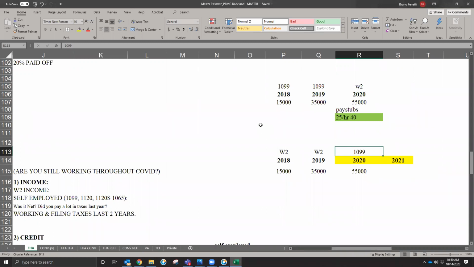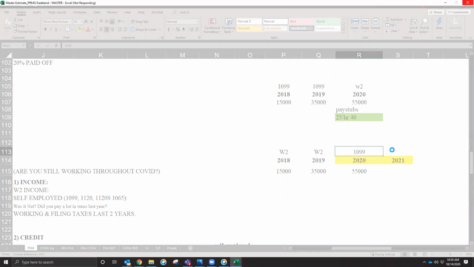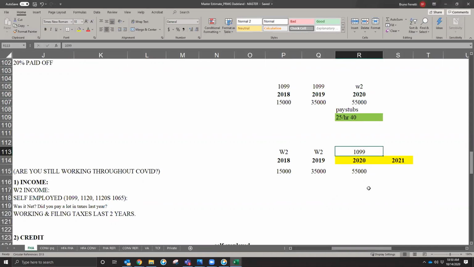But that program has very, very high minimum requirements, such as a 700 credit score, very low debt to income ratio. They practically can't have a car. Like the car has to be paid off. It's a very hard program to qualify for, but it does exist for people who have a very robust financial situation.